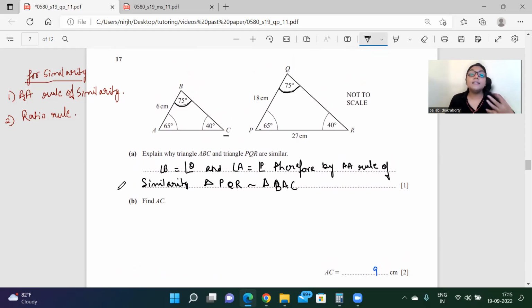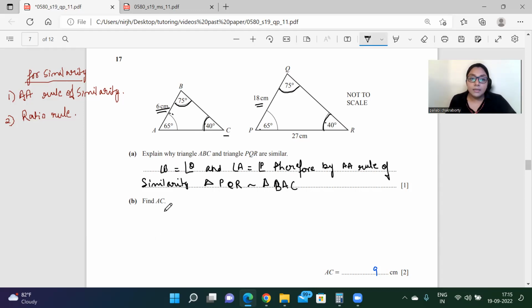Now, this is where the second rule of similarity also comes into picture. Now, we know that both the triangles are similar. That means the sides are in equal ratio. What do we mean by that? Look at the equal angles. So let's say we are talking about 40 here and 40 here. The side opposite to 40 is 6. The side opposite to 40 here is 18.